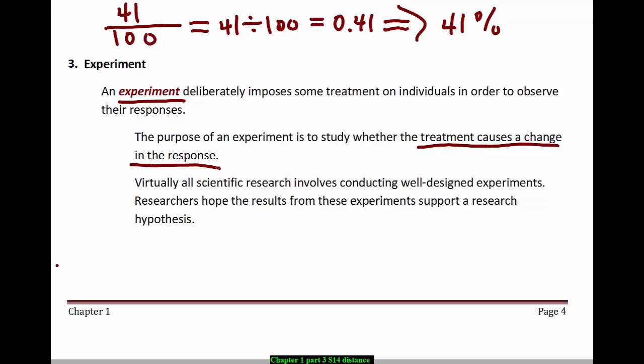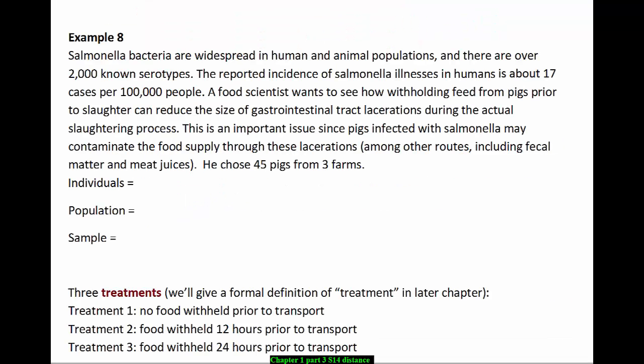So unlike an observational study, where we're limited to saying that we just see an association, but we can't make that causal relationship, that strong causal statement, here with an experiment, because we've imposed treatments, we can say that the treatment caused the change in the response. Virtually all scientific research involves conducting a well-designed experiment. Researchers hope the results from these experiments will support a research hypothesis.